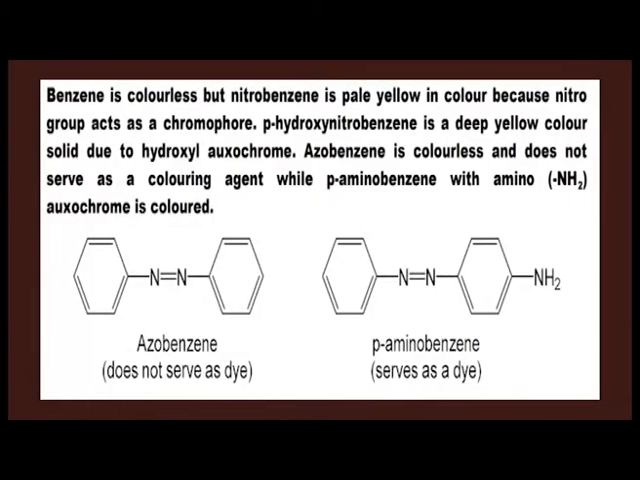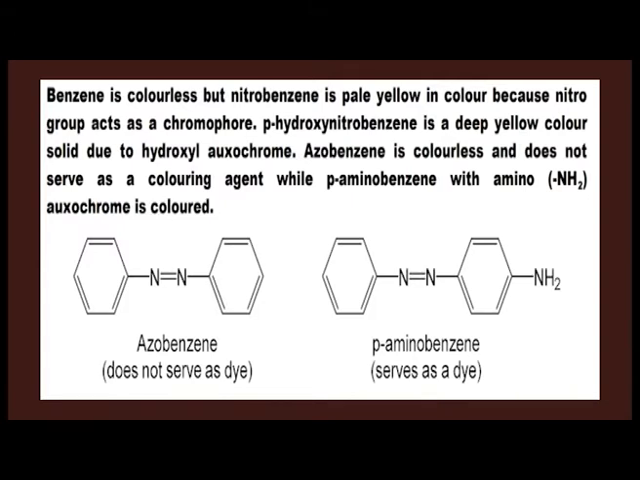Examples of some of these groups are chloride group, bromide group, iodide group, hydroxyl group, amino group, aldehyde groups, acid groups, etc. Auxochrome is a functional group consisting of atoms with at least one pair of electrons that participate in conjugation with chromophores and so deepen the absorption of light. Benzene is colorless, but nitrobenzene is pale yellow because the nitro group acts as a chromophore.